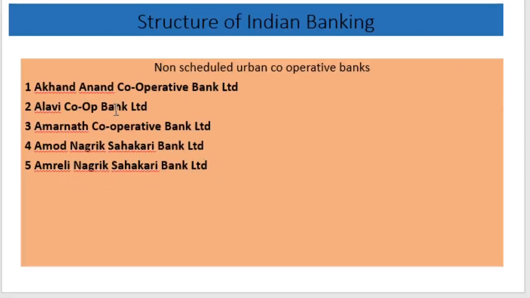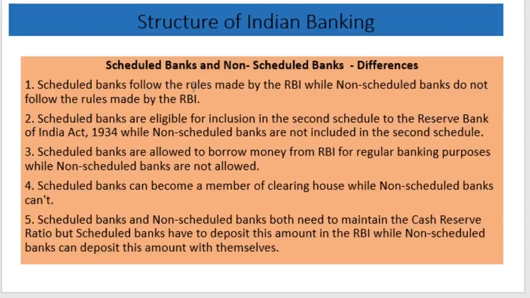These are the 5 non-scheduled urban cooperative banks. That is, we have a total of 8 non-scheduled banks in India. 3 are local area banks and 5 are non-scheduled urban cooperative banks. A comparison between scheduled commercial banks, scheduled banks and non-scheduled banks is given here.